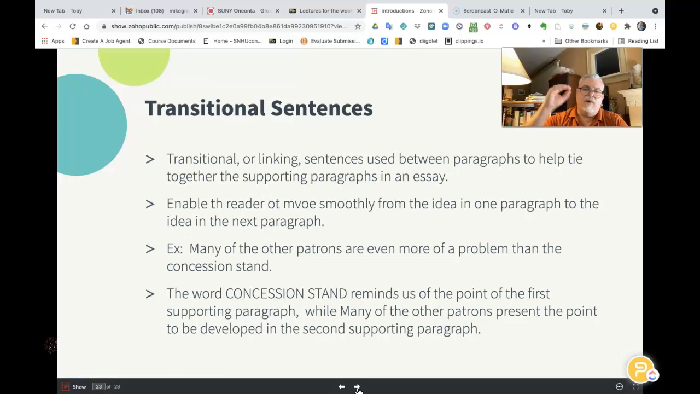So again, what you're reminding your reader of here is that the previous paragraph was talking about concession stands, and we're going to talk about the next problem and why it's just as bad or worse than the first one. And so it's a subtle way of connecting them together. And that does help as far as making those transitional sentences. We do this all the time when we write paragraphs and we talk about particular points.